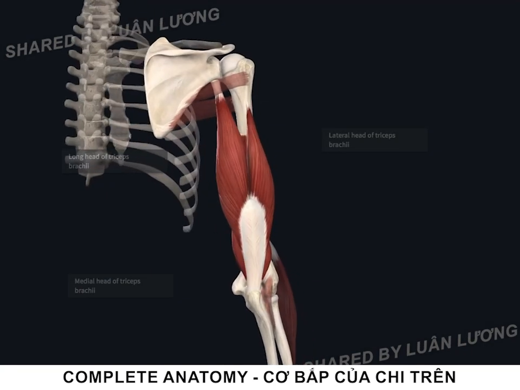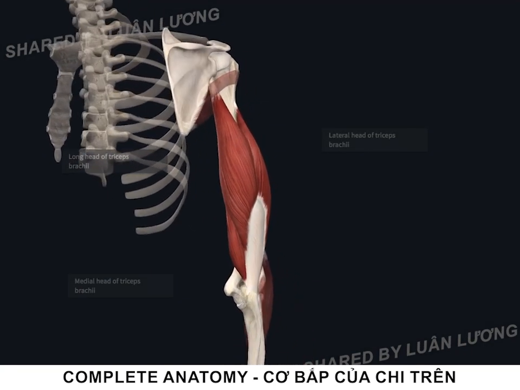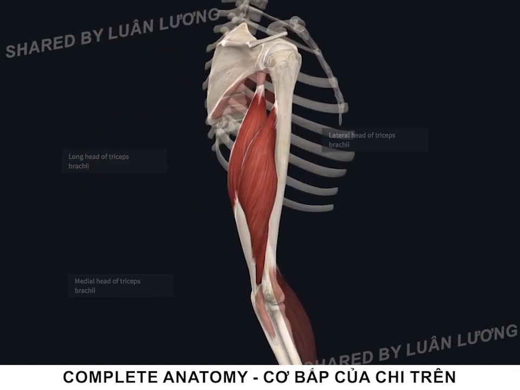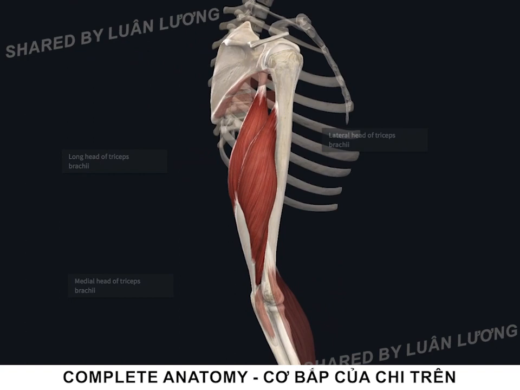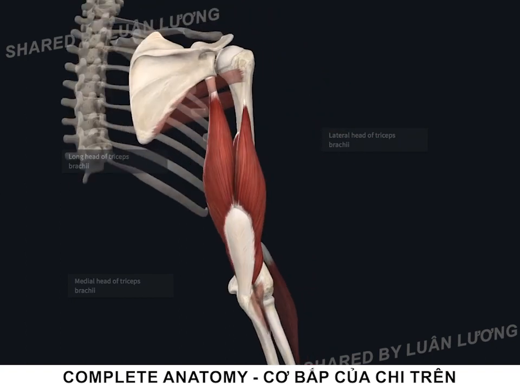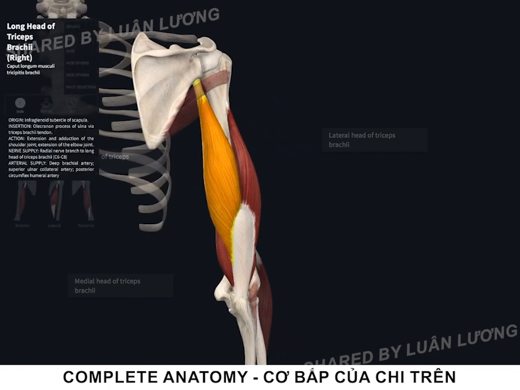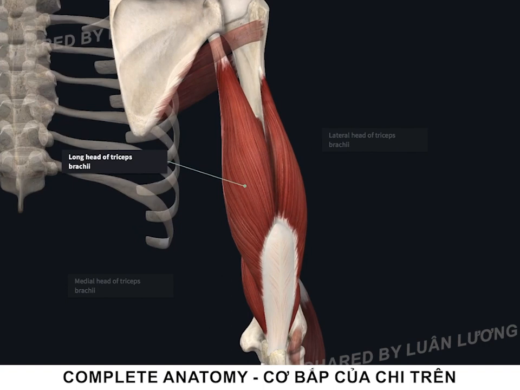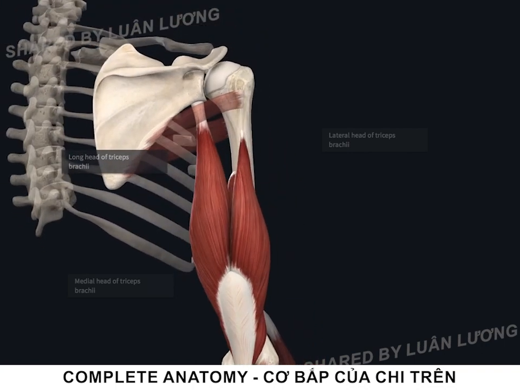The posterior compartment of the arm consists of one large dominant muscle, the triceps brachii. Now, as its name implies, this is a three-headed muscle of the arm. The long head of the triceps brachii is going to cross both the elbow with the other two heads and the shoulder by itself. This is the only one of these three heads that crosses both joints.